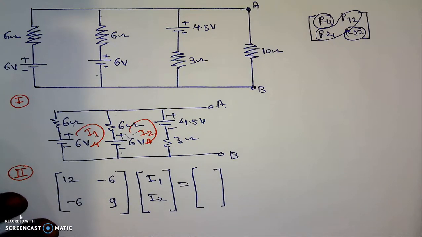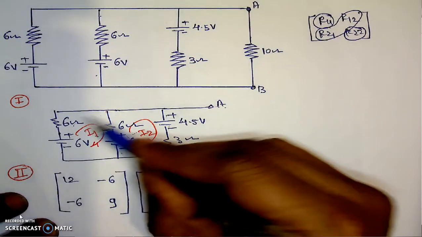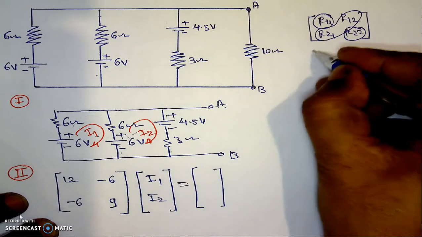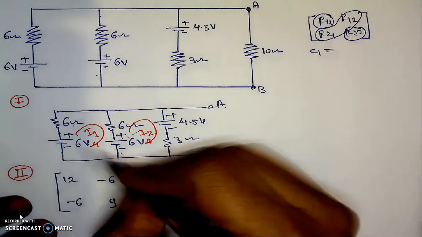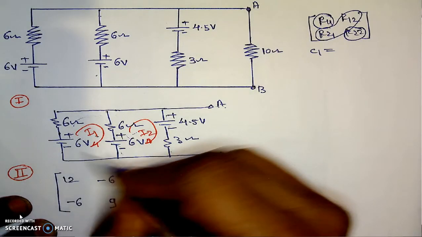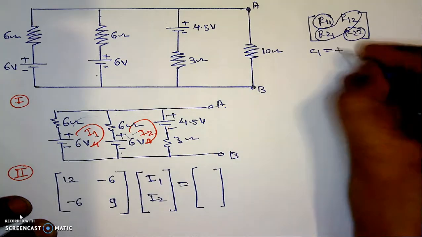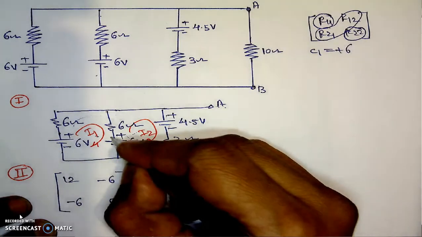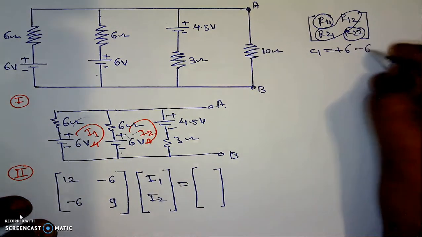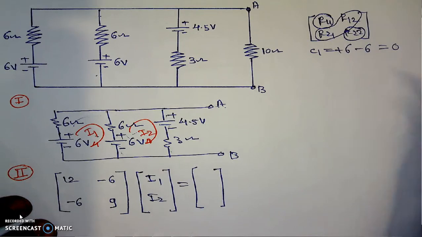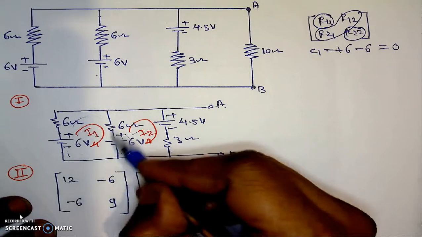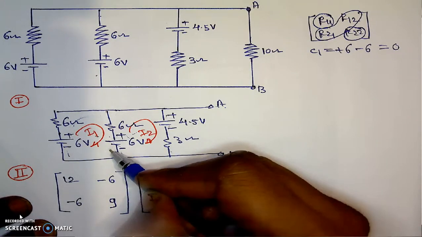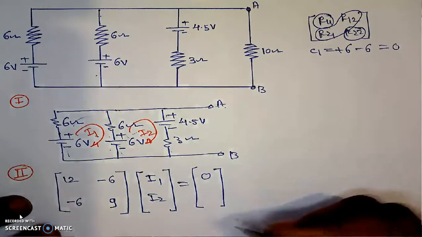Then calculate the value of the constant C1. If we are traveling with the direction of the current, for loop 1, negative to positive, plus 6. Then positive to negative, which is minus 6, which is equal to 0. We are traveling in this direction, negative to positive plus 6, then positive to negative minus 6, 0. This means constant C1 is 0.